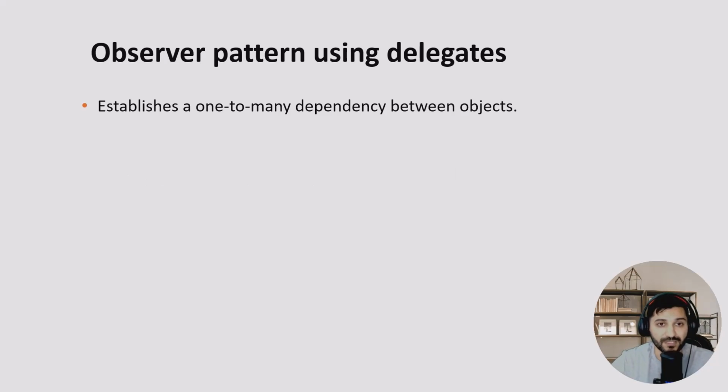What is the actual observer design pattern? The observer design pattern establishes a one-to-many dependency between objects. So we have a subject, and we have observers. It is possible for us to notify these observers using one subject, and we have a loosely coupled dependency between the subject and observers. It is possible for us to work on the subject without affecting observers, and the same is applicable for the observer.